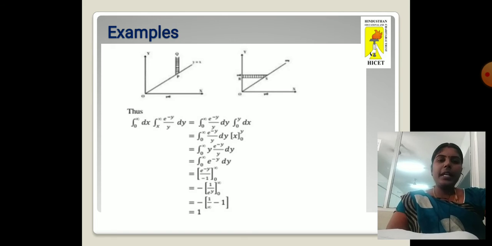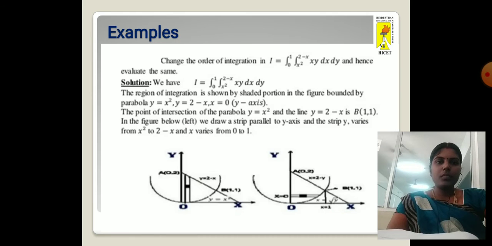In the inner integral, the first term is a function of y, so we integrate with respect to x. This equals the integral from 0 to infinity of e^(-y)/y dy times x, applying the limits 0 to y. So this is equal to the integral from 0 to infinity of y e^(-y)/y dy. Simplifying, the final result is 1. Hence the solution.